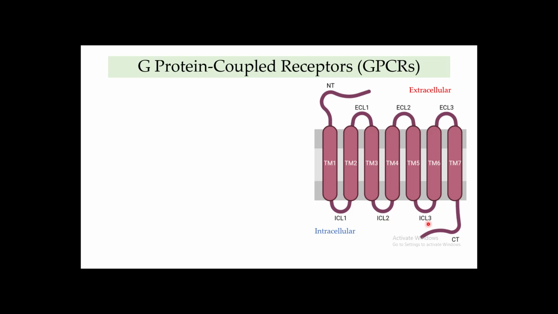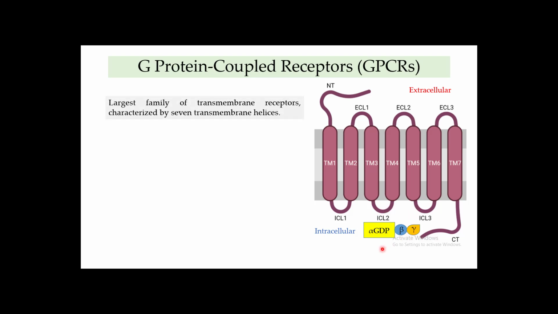These intracellular loops are responsible for binding to a specialized protein which is known as the G protein. Therefore, we call these receptors the G protein coupled receptors. So the G protein is coupled to these receptors. The G protein is a heterotrimeric structure. I've got the alpha subunit, the beta subunit, and the gamma subunit. Therefore, we call them G protein coupled receptors.